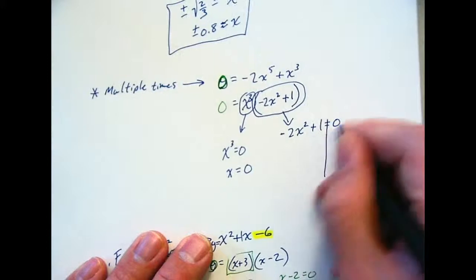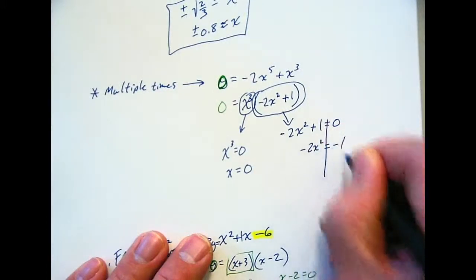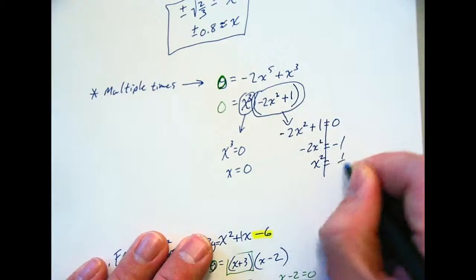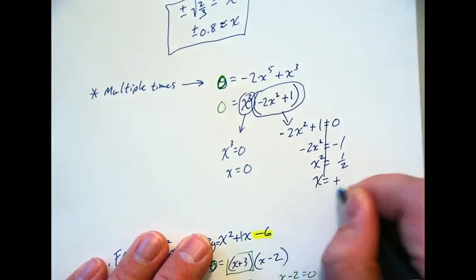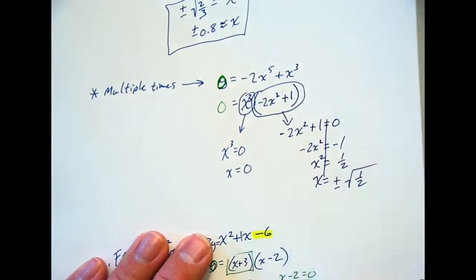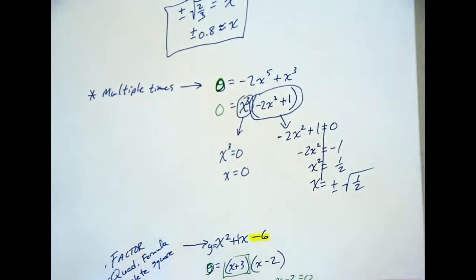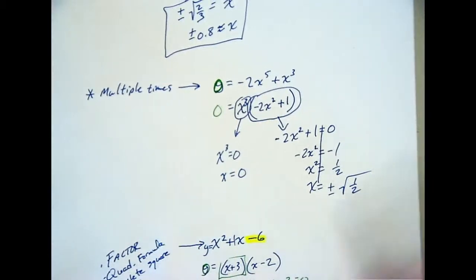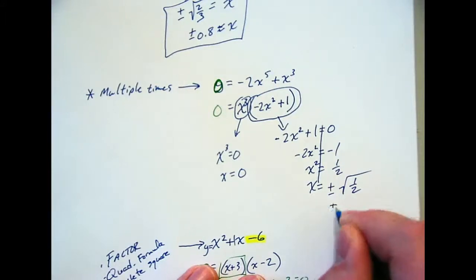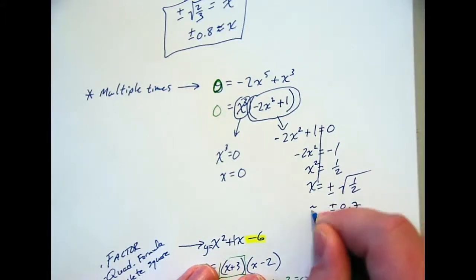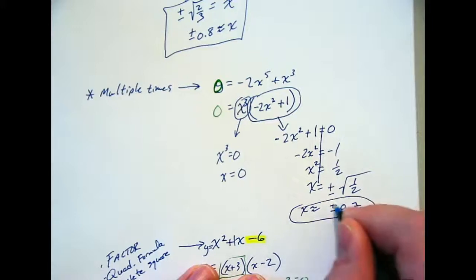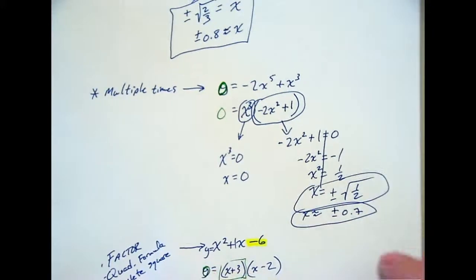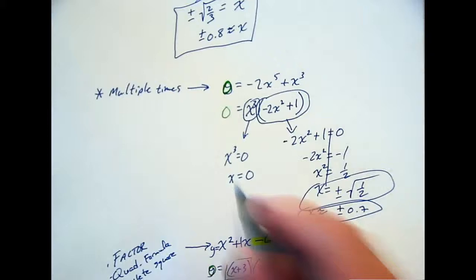Set this equal to 0, subtract 1. Divide by negative 2. Take the root. Once again, I probably wouldn't worry about rationalizing it, because in this case, I'm really just looking for where that crosses the x-axis, what makes that 0. If you change it, it's plus minus 0.7, I think, is the approximation there. And the 0, yep.